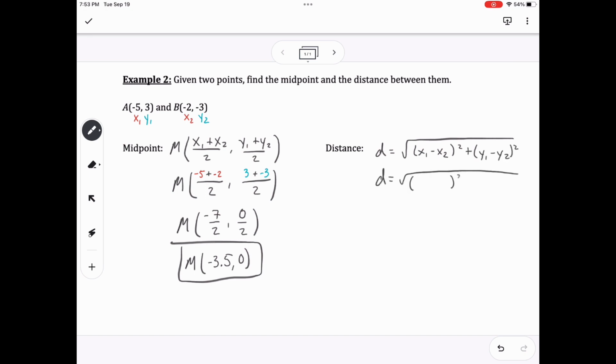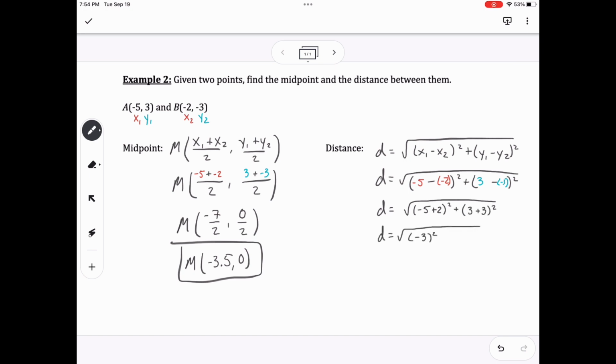So now we want to insert those same x values and those same y values, except now instead of adding, we're subtracting. So -5 minus a -2, 3 minus a -3, but remember that double negative means I'm going to add, so it's -5 plus 2, and it'll be 3 plus 3.